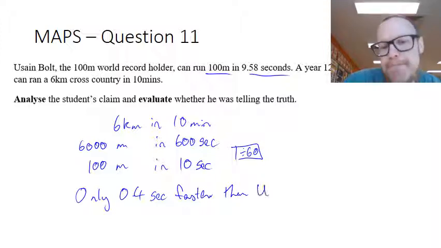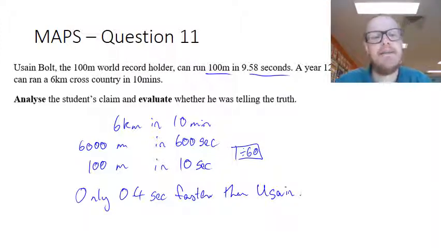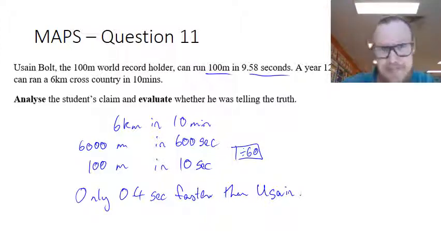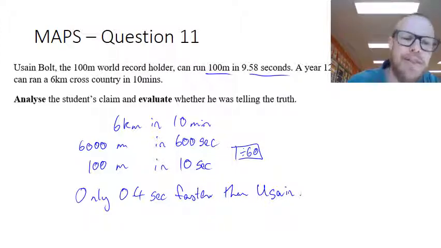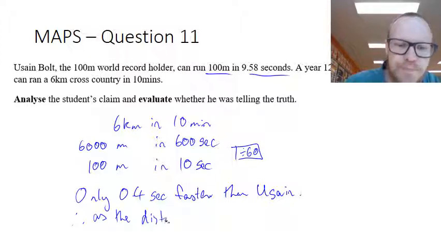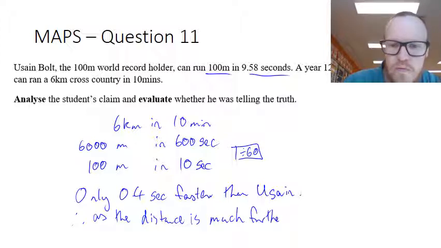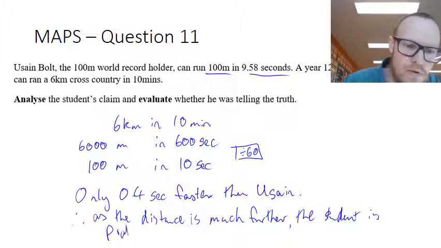That means that he's almost a world record holder over 100 meters, and he can keep it up for 10 minutes. He can do it over 6 kilometers. I think that kind of indicates that he might be lying, okay? So therefore, as the distance is much further, the student is probably not telling the truth.